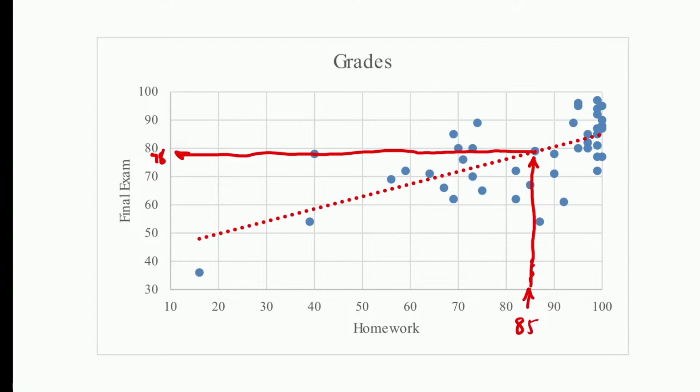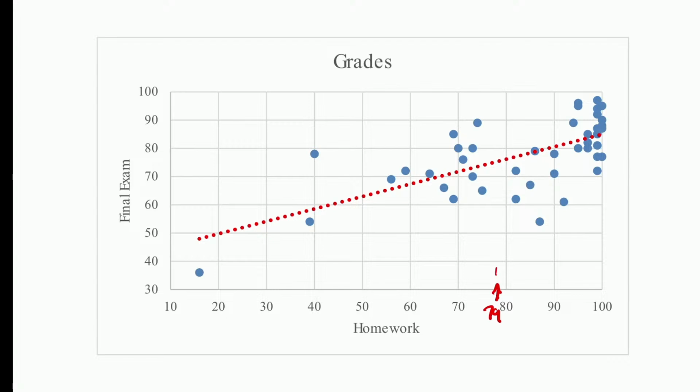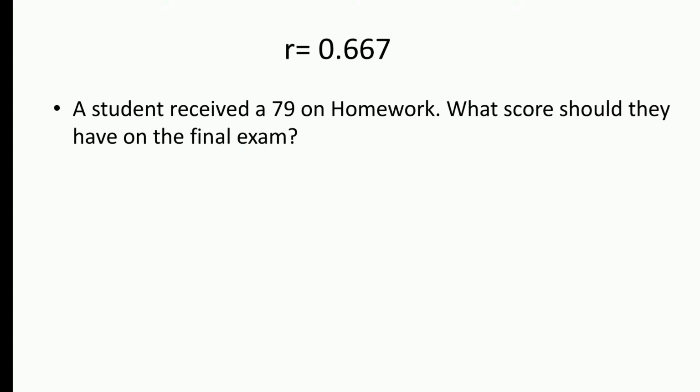Let's erase all of this ink. Look at the 79. There is no one here who got a 79. So we have to rely on this dotted line to make our prediction. And how do we make the prediction? Well, we just plug it into this equation. I'll show you how to get this equation. It's not difficult. The way you get this equation is we'll use Excel, but let's go ahead and make this prediction.